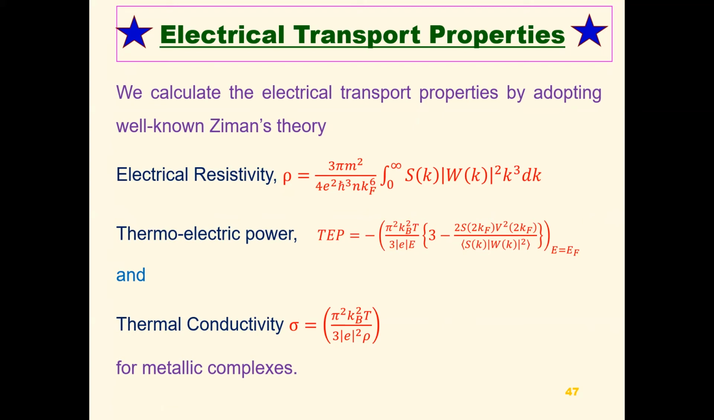The electrical transport properties of non-crystalline materials are computed by using the well-known Ziman's theory. Electrical resistivity is computed by using this equation, rho equals this equation. Thermoelectric power is computed by using the second equation, and the thermal conductivity is computed by using the third equation. So you can apply these three equations and find the electrical properties for any of the metallic complexes.